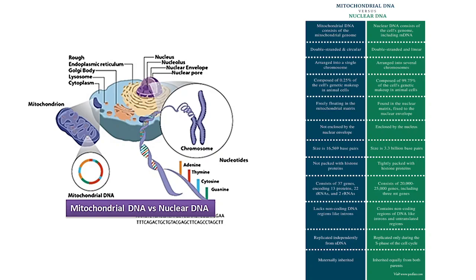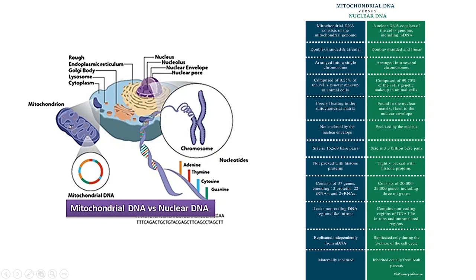And mitochondrial DNA has a very fascinating fact: it is maternally inherited. So whatever mitochondrial genetic material you have is from your mother. However, the nuclear DNA that you have is inherited equally from your mother and father. So these are some of the differences of mitochondrial DNA.